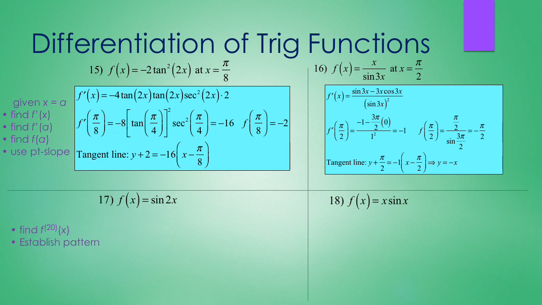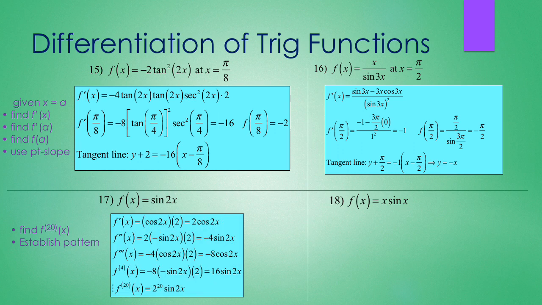In problems 17 and 18, you are given functions and you're asked to find the 20th derivative of that function. There is no way that you're going to take 20 derivatives. So what you need to do is take the first derivative, second derivative, third derivative, etc., and hopefully you will establish a pattern making it easy to determine the 20th derivative. In 17, we're given f of x equals sine of 2x.